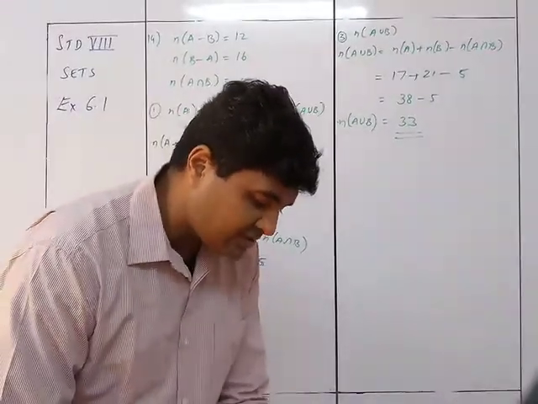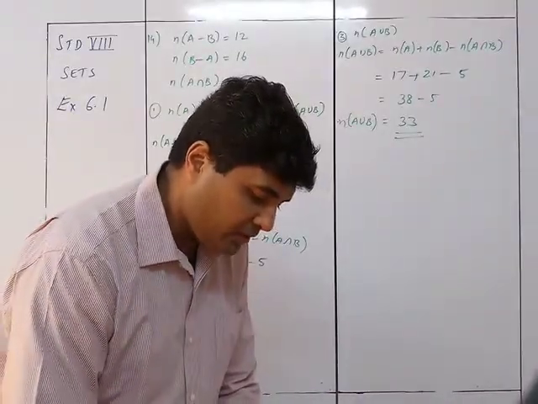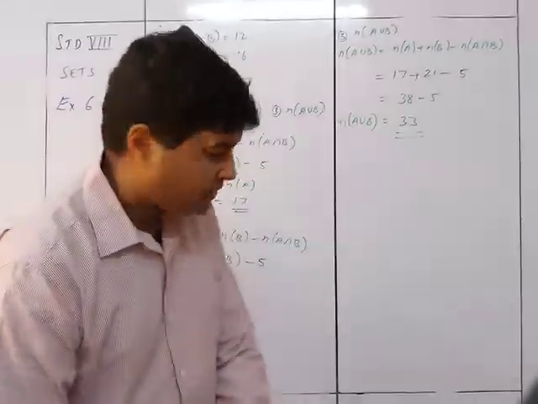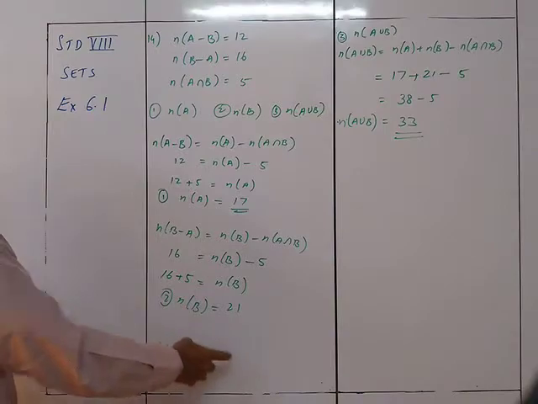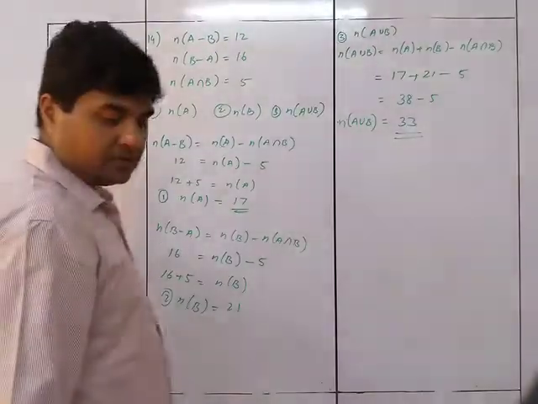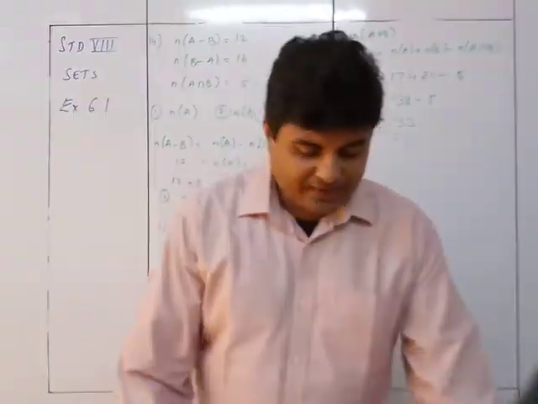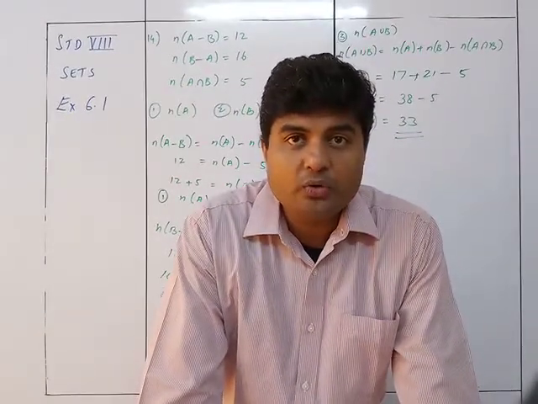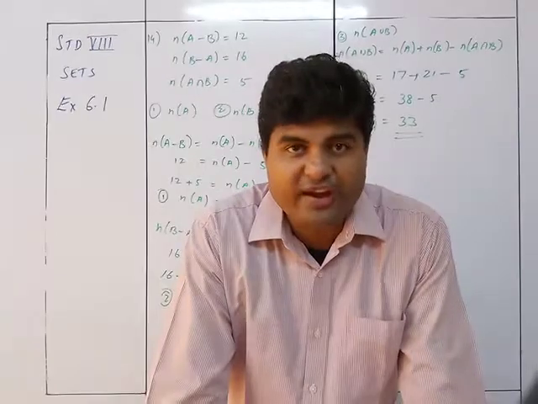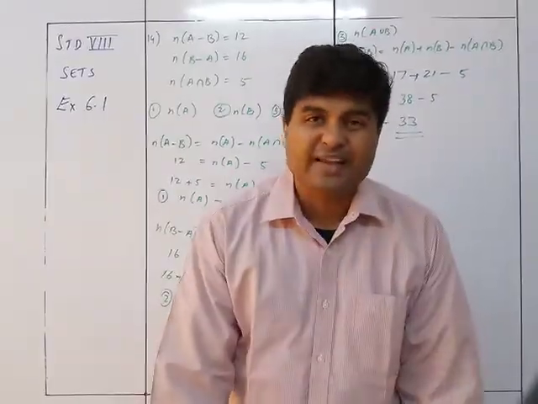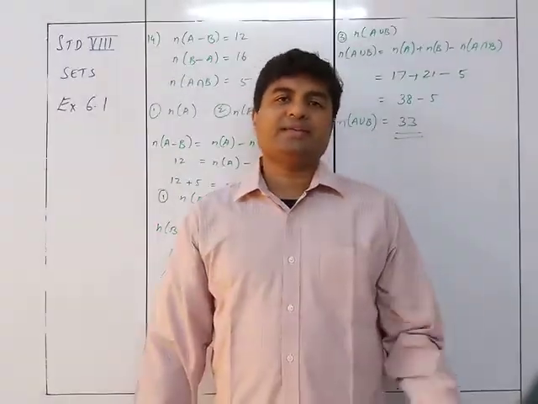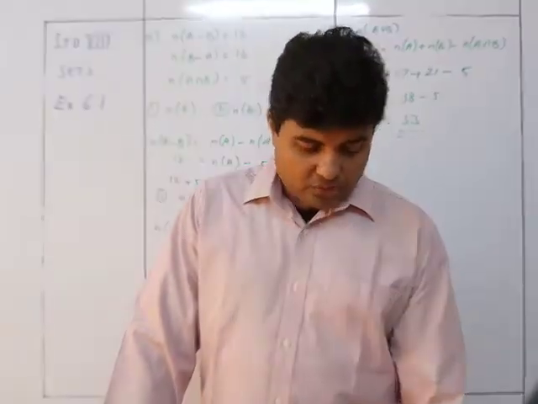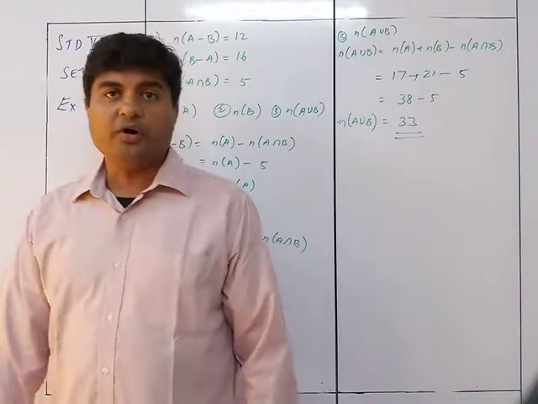Let's check the answers. For sum number 14, the answers are 17, 21, 33. Perfect. So this brings us to the end of sets. We now go to the next video for Venn diagrams. Of course it's part of the same chapter, but we'll take it as a separate video so that there is no confusion between the two videos.